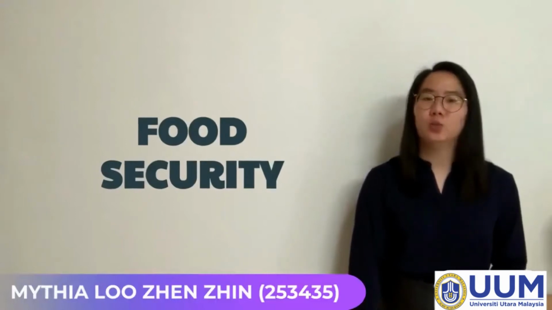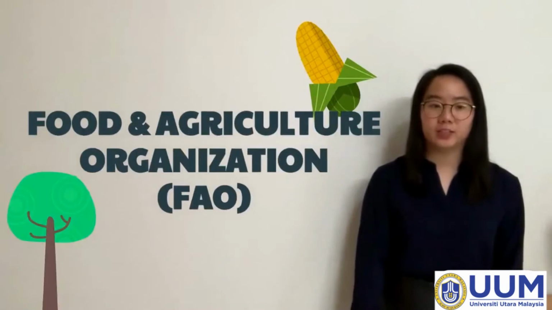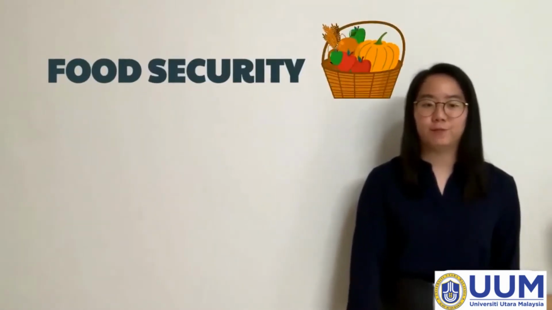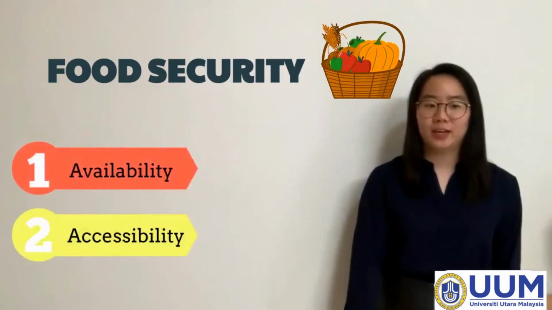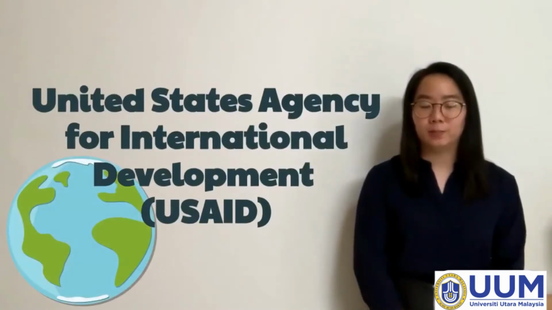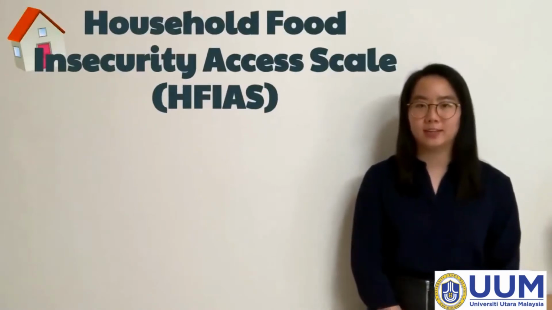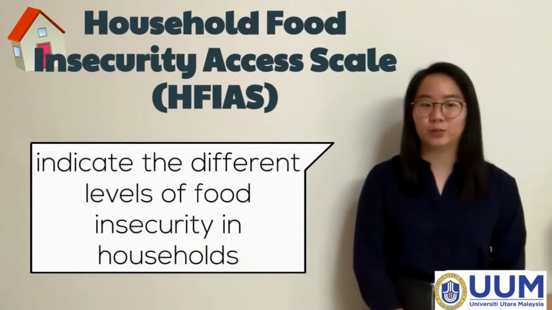I'm here to introduce to you about food security. So what actually is food security? According to the FAO of the United Nations, food security comprises 4 dimensions, which are availability, accessibility, utilization, and stability of food. The United States Agency for International Development, USAID, developed the Household Food Insecurity Access Scale, HFIAS, to indicate the different levels of food insecurity in households.